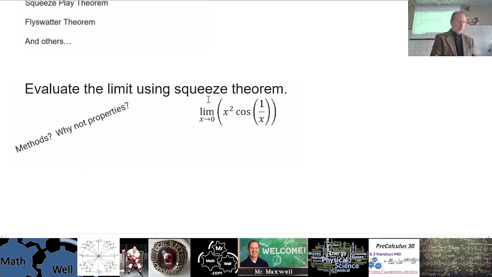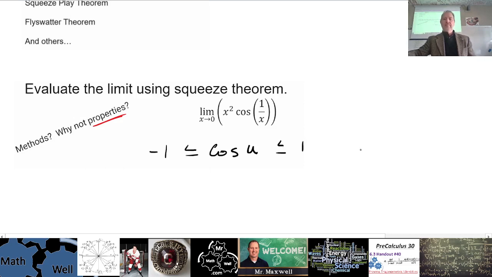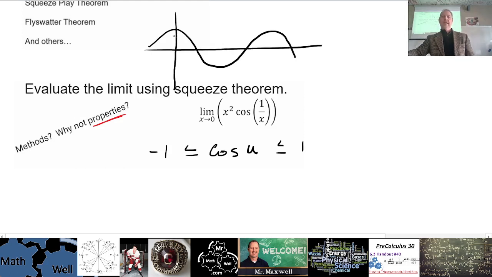Well, we're going to start with some properties, and we're going to start with the properties of the cos function. So you're going to write this down. Cos of u, we know, is always between -1 and 1. And we know that from the graph. Sine and cos are similar, right? You know that from the graph of sine and cos. So here's cos, and it always fluctuates between +1 and -1.